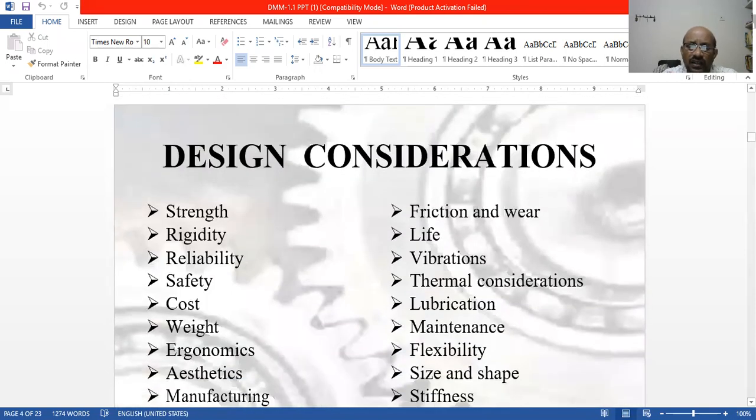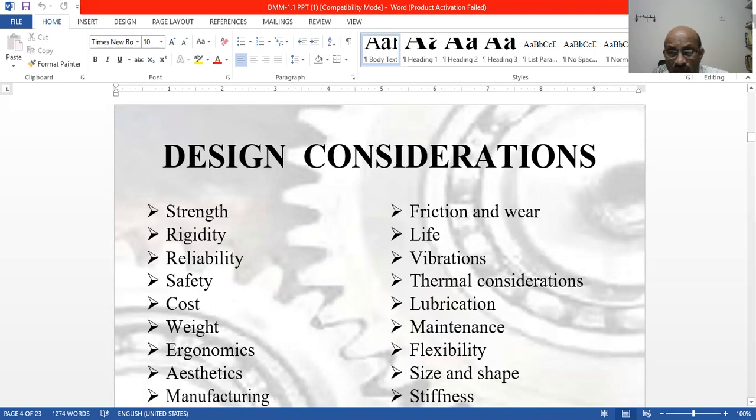And what are the design considerations? The first one is strength. The foremost important point is strength, then rigidity, and the next is reliability, and safety. So strength will be there, rigidity will be there, reliability will be there.